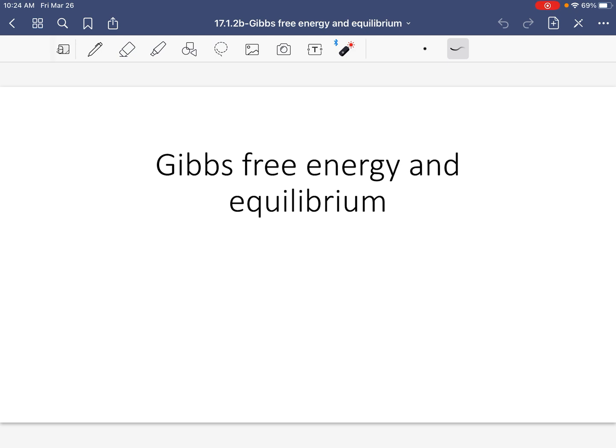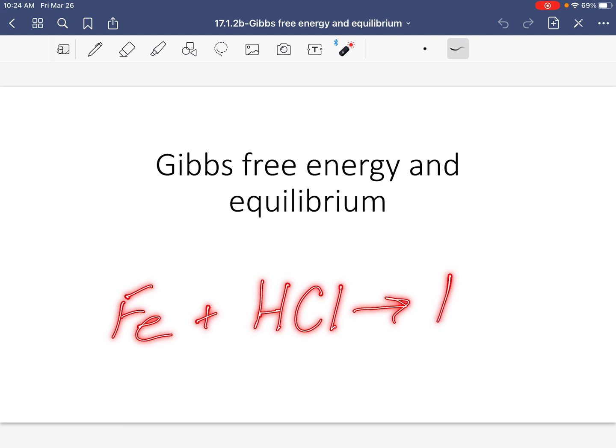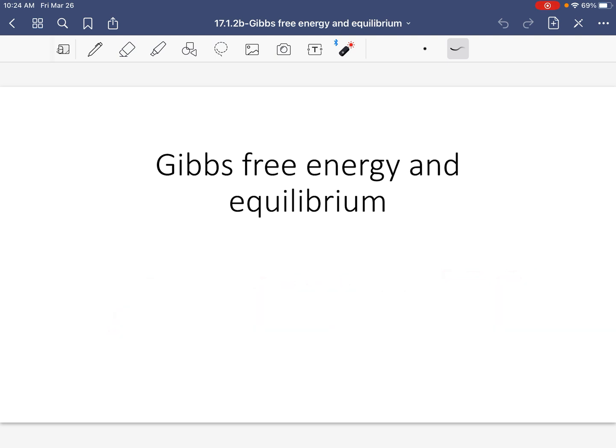For example, if you take iron and react it with acid, that's going to be spontaneous, producing hydrogen gas. That's going to happen with ease. However, if delta G is greater than 0, which means delta G is a positive number, then the reaction is not going to be spontaneous, and it will require some more work for this reaction to occur. So that's what we learned last time.